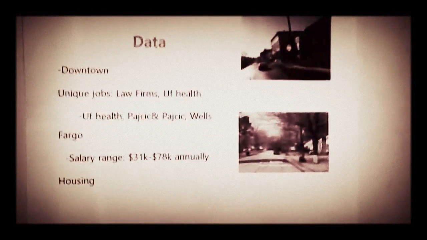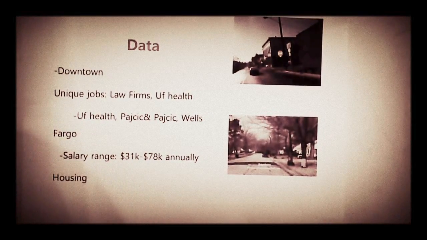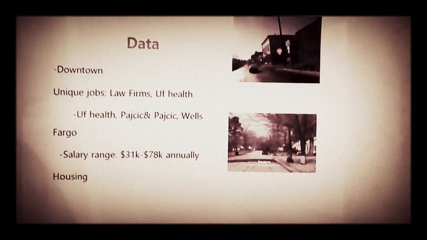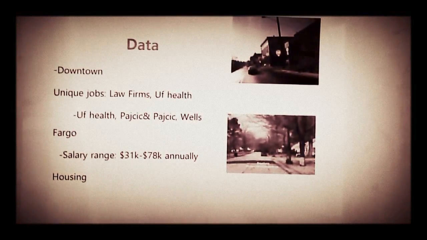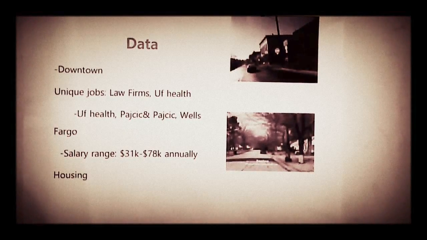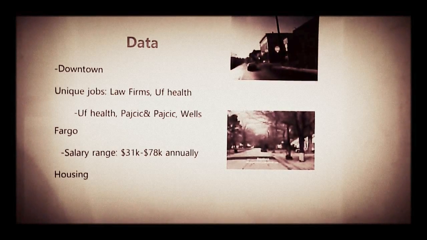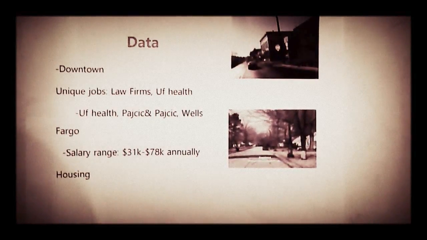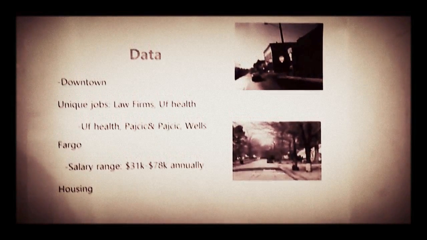First, let's take a look at downtown. Some unique jobs offered downtown are law firms and health services such as UF Health, Paget & Paget, or Wells Fargo. The salary range was calculated by taking a look at the lowest possible earnings, lowest possible job, which paid $31,000 annually. The highest paying type of job downtown offers $78,000 annually.